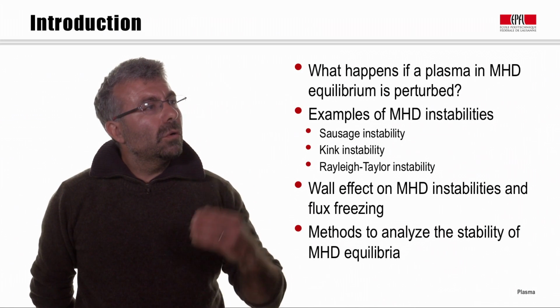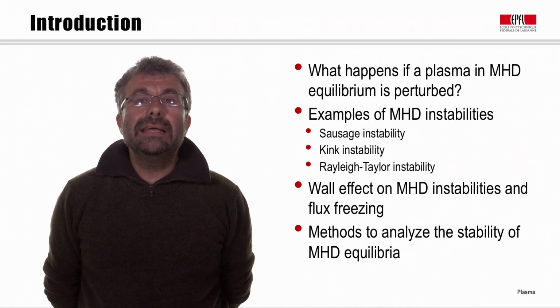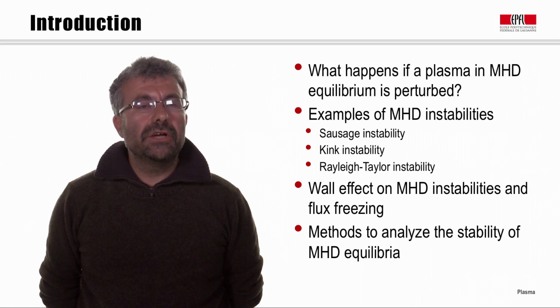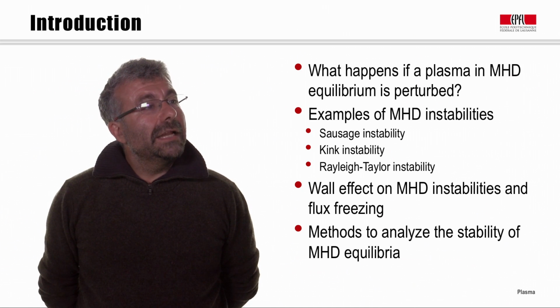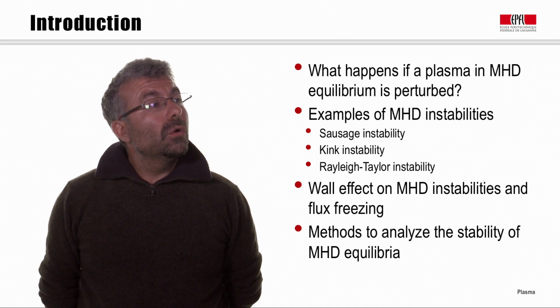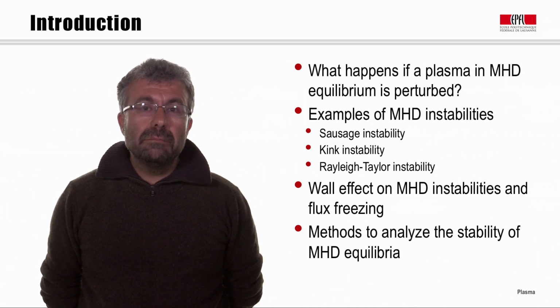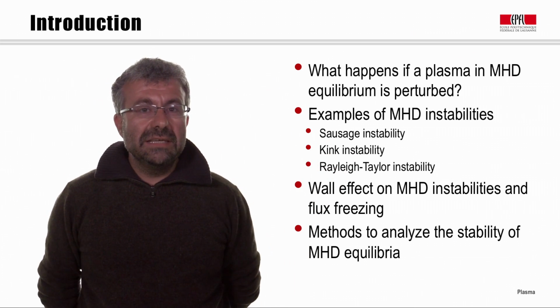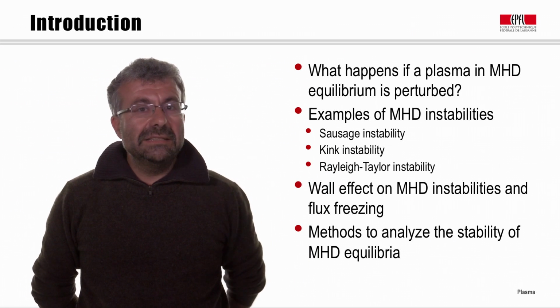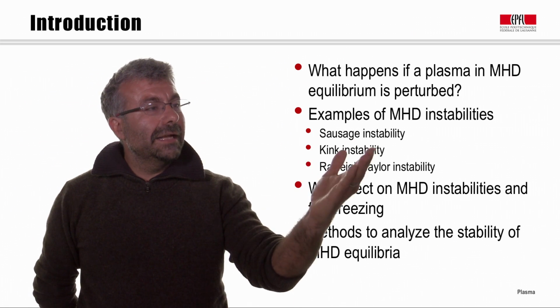My name is Duccio Testa, and in this lecture we will be studying the stability of the MHD equilibrium. What happens if a plasma in MHD equilibrium is perturbed? We want to answer this question, and we will do this by working through some examples of MHD instability. We will be looking at the sausage instability, at the kink instability, and then at the Rayleigh-Taylor instability.